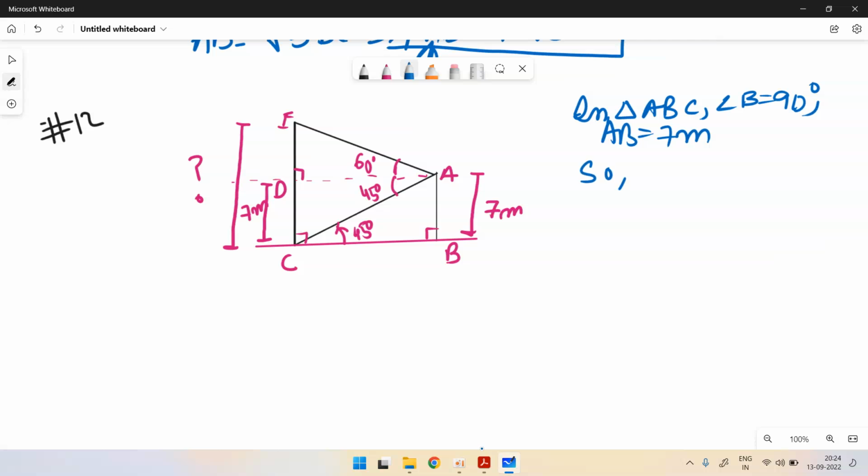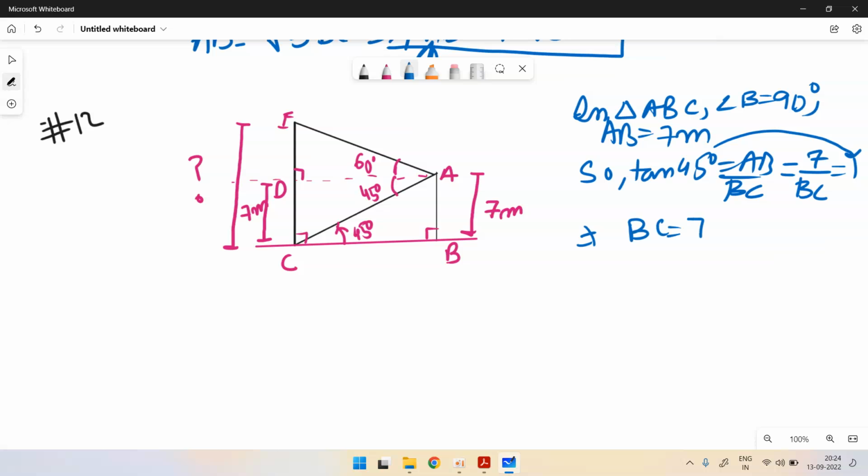So, what is tan 45 degree? Tan 45 degree is nothing but AB by BC, and AB is given to be 7 meters, BC you don't know, and tan 45 is 1. So I will substitute the value here, which implies that this BC is equal to 7 meters.